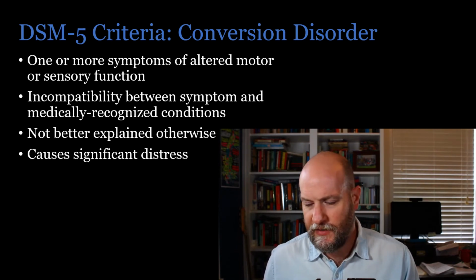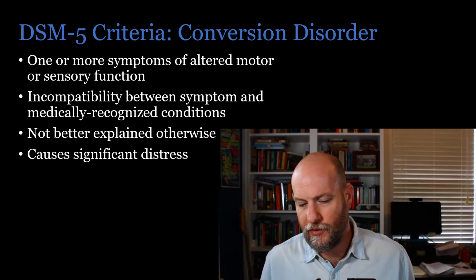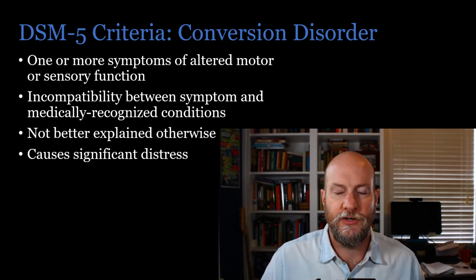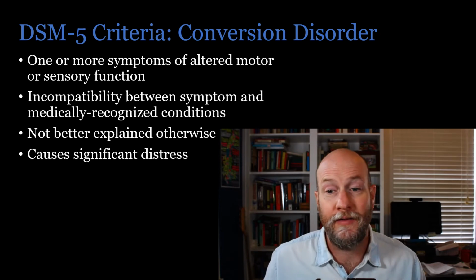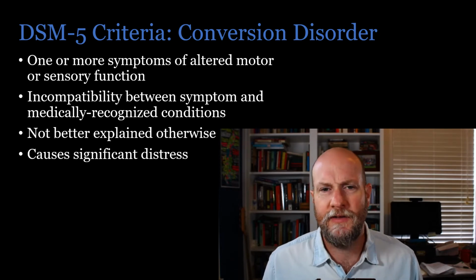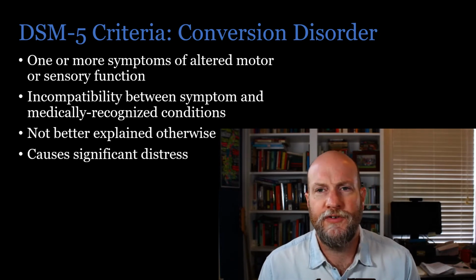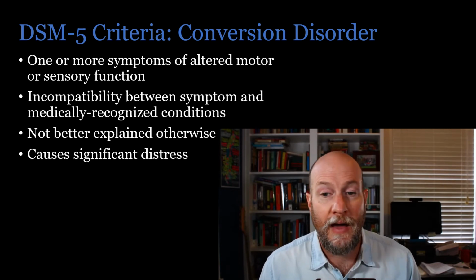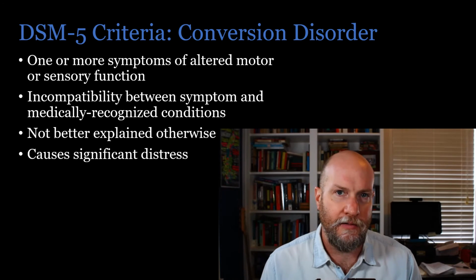So the DSM-5 criteria for conversion disorder are one or more symptoms of altered motor or sensory functioning. What you often see is, as I said, paralysis, seizures, numbness, other types of what often look like neurological symptoms, and an incompatibility between the symptom and the medically recognized condition.